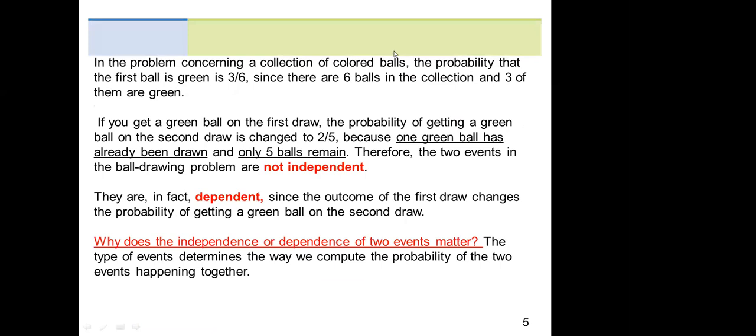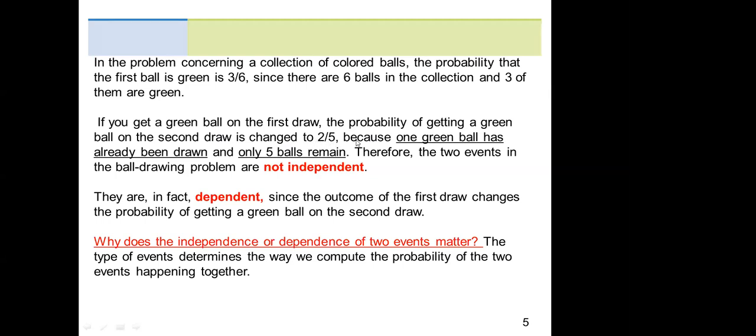Now, as far as the problem dealing with the colored balls, the probability that the first ball is green is three chances out of six. Why? There are three green balls and there's a total of six. If you get a green on the first draw, the probability of getting a green on the second draw is changed to two out of five.